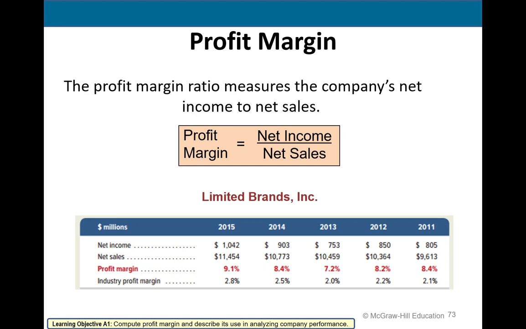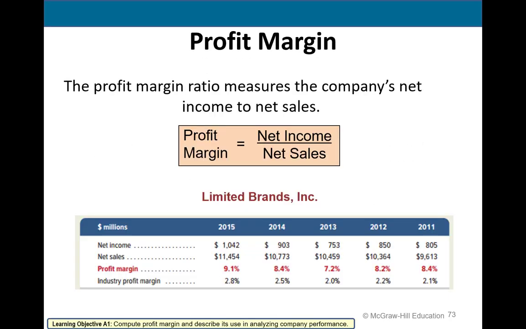You can see the profit margin at Limited Brands for years 2011 through 2015. Limited's average profit is 8.3% during this 5-year period. This favorably compares to the average industry profit of 2.3%. Moreover, we see that Limited's profit margin has rebounded from the recent recessionary period and is at the 7% to 9% margin for the past 5 years.